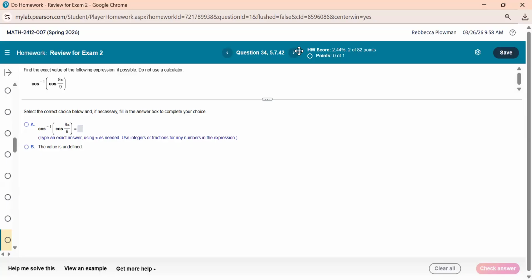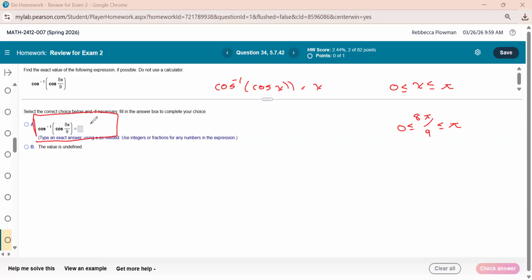So like we were saying, this one here, we just have to make sure that our x is between 0 and pi. And we have 8 pi over 9, which is between 0 and pi. So once again, what we would get back is 8 pi over 9.